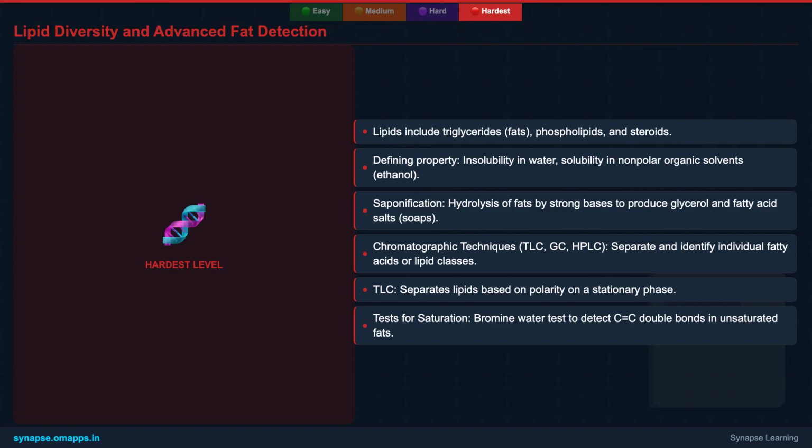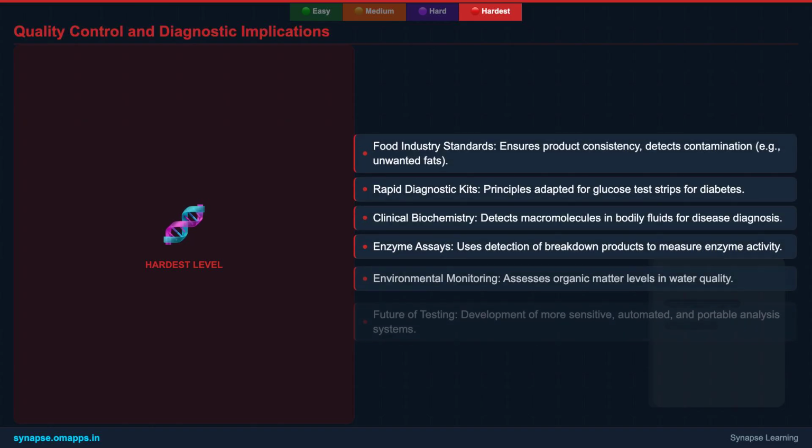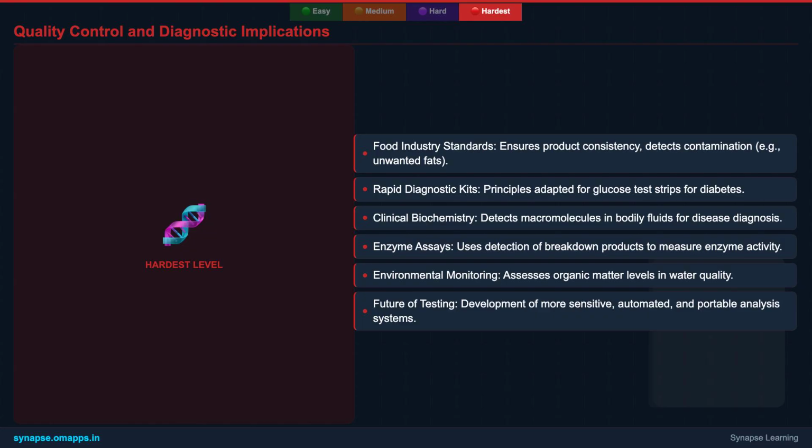Saponification, for instance, is a chemical reaction where fats are hydrolyzed by strong bases to produce glycerol and fatty acid salts, which are soaps. This reaction is fundamental to understanding fat chemistry. Furthermore, chromatographic techniques like thin layer chromatography, TLC, or gas chromatography, GC, are used to separate and identify individual fatty acids or different types of lipids, offering a much more granular view of a sample's fat composition, crucial for quality control and nutritional analysis.